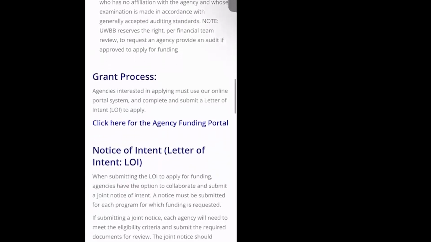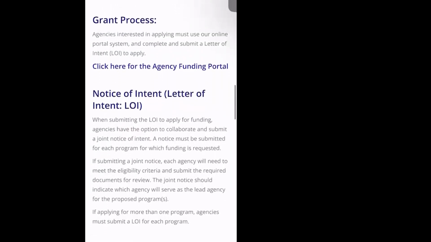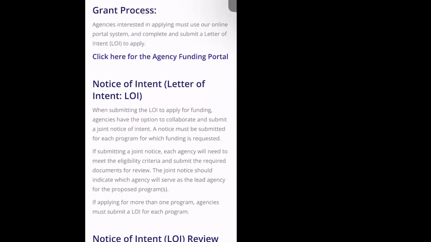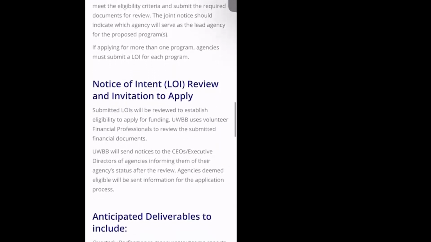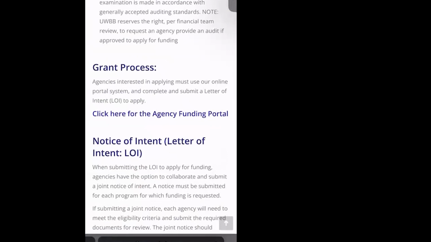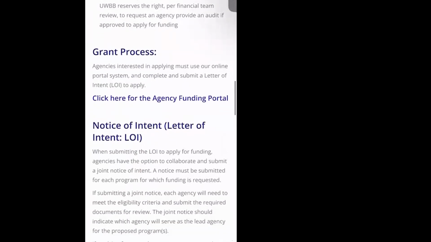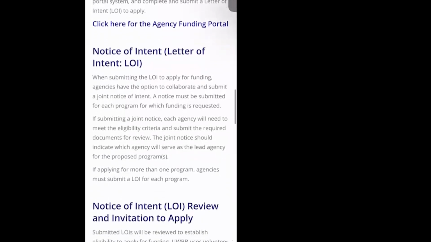And here's their grant process. It all starts with a letter of intent. They do have their own portal, so you're going to have to do the letter of intent through their funding portal.